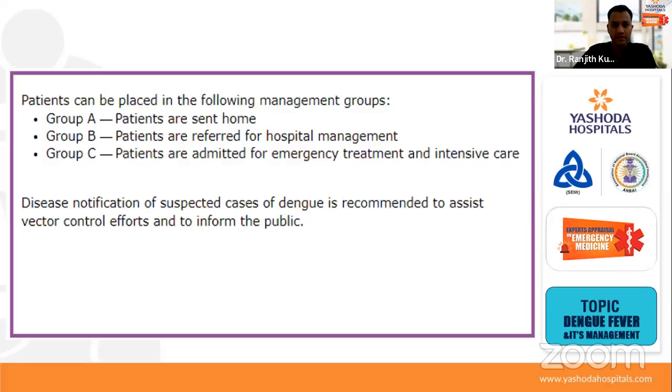So based on this, the patients can be grouped into three: A, B, and C. In the coming slides, we'll be discussing patients grouped in A, B, and C. A patients can be sent home, B can be observed and treated, and C definitely requires admission.